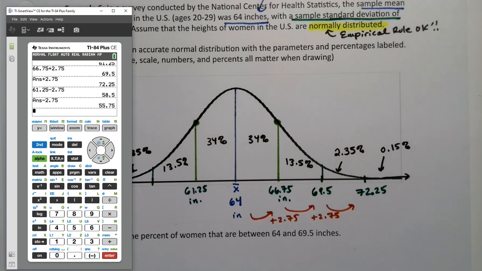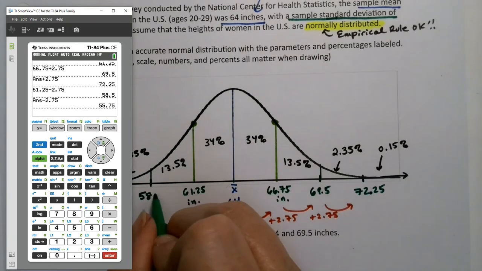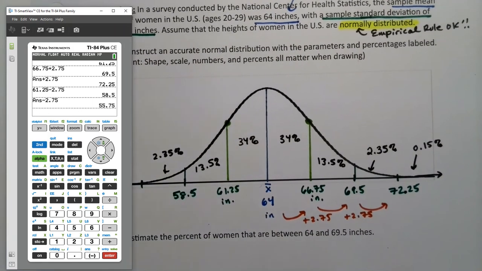So that would get you 58.5 right here and 55.75 right here. And now we're finally done with part A.